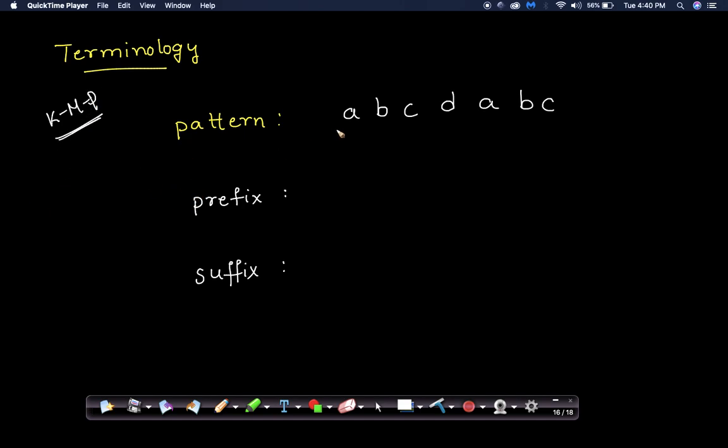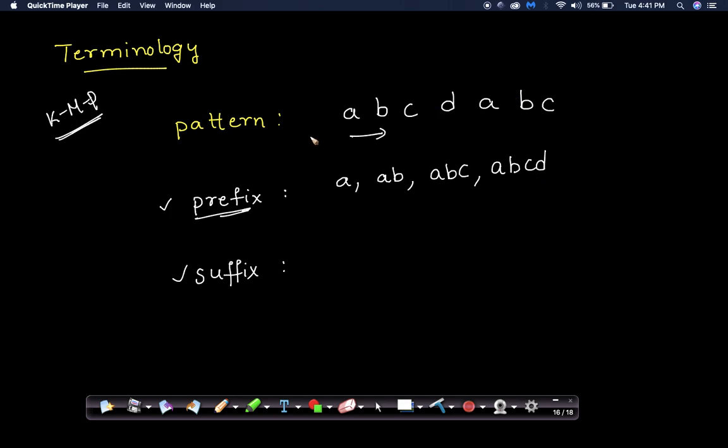Suppose this is my given pattern. To understand this KMP algorithm, we should first understand the concepts of prefix and suffix. We already know about the prefix, right? A prefix is a subset of a given input string, starting from the left side of the pattern. In this example, a is one of the prefixes, and ab is also a prefix. I'm going to start from the left side, right? And abc is also a prefix and abcd is also a prefix.